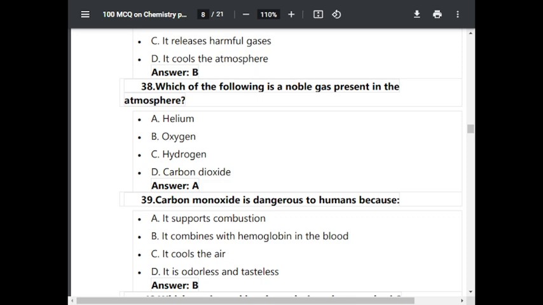Question number 39. Carbon monoxide is dangerous to humans because: option A, it supports combustion. Option B, it combines with the hemoglobin in blood. Option C, it cools the air. Option D, it is odorless and tasteless. The correct answer is B, it combines with the hemoglobin in the blood.